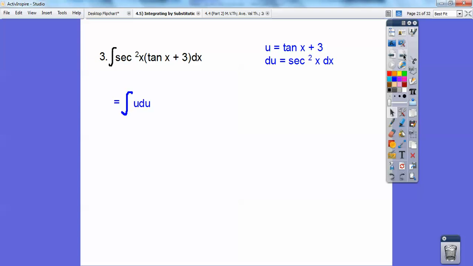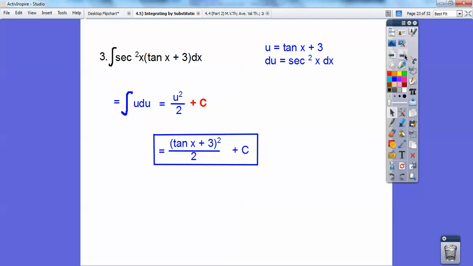Okay, now this is just a nice substitution right there. Secant squared x dx, there's my secant squared x dx, that just equals du. So that's what this part is right here, du. Here's my u. All right, so add 1, divide by the exponent. And then go ahead and plug it back in. There you go. They might put a 1/2 out in front. They might say 1/2 times the quantity tan x plus 3 quantity squared plus c. Don't forget your plus c.